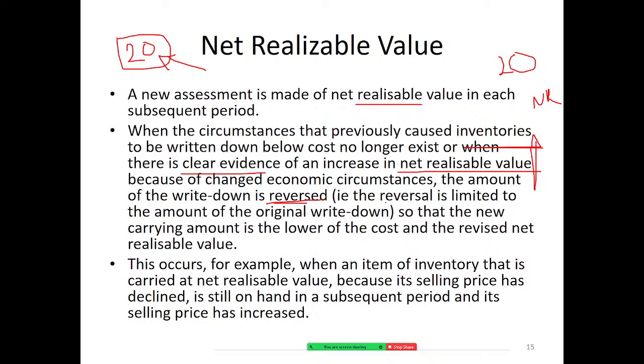This occurs, for example, when an item of inventory that is carried at NRV because its selling price has declined in the market is still on hand in a subsequent period, and its selling price has increased. Due to the COVID pandemic or a reduction in production, this may happen. Clear?